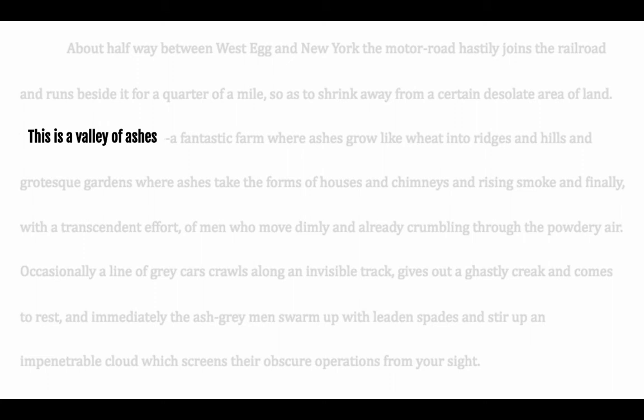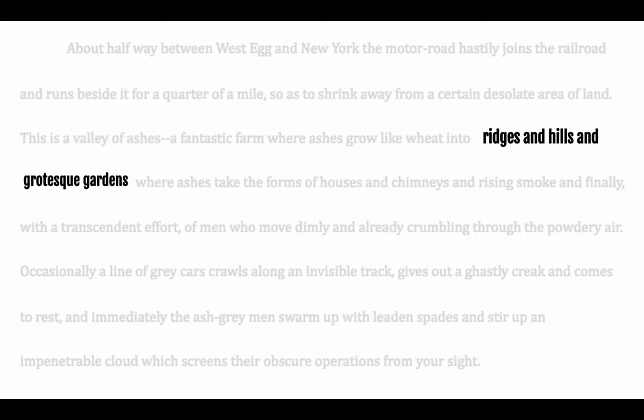So this is a valley of ashes, a fantastic farm where ashes grow like wheat into ridges and hills and grotesque gardens. So the ashes are so thick that they pile up and form ridges and hills and gardens, but the gardens are grotesque. Grotesque is like beyond gross. It's something that's repulsive and distorted. So judging by Fitzgerald's diction, I guess this place, the Valley of Ashes, is super revolting. So it's depressing, it's revolting.